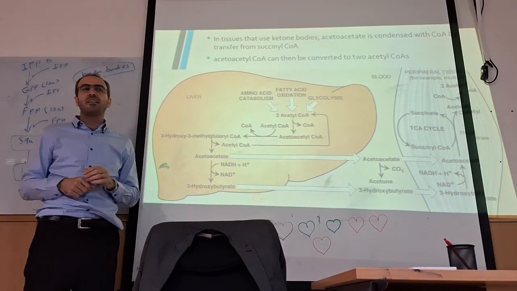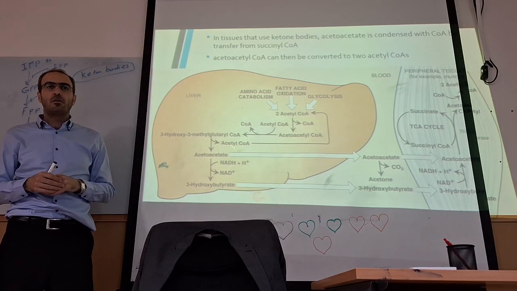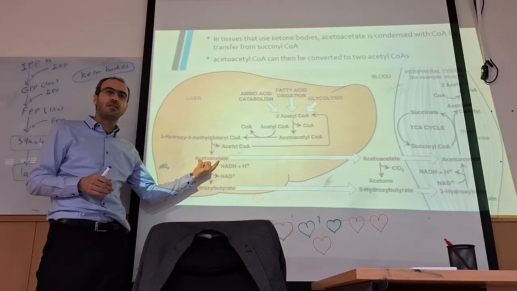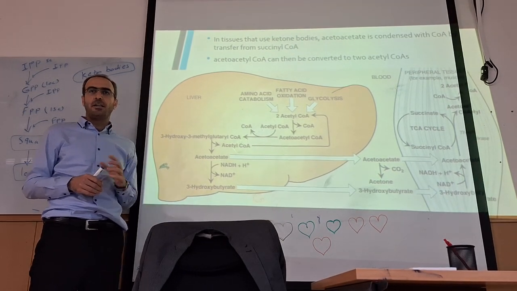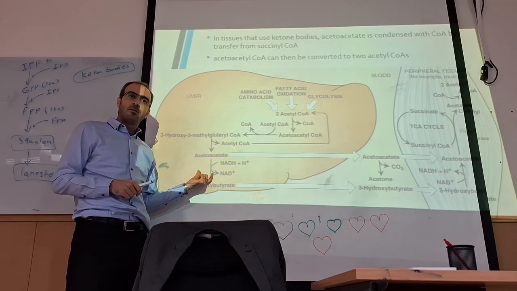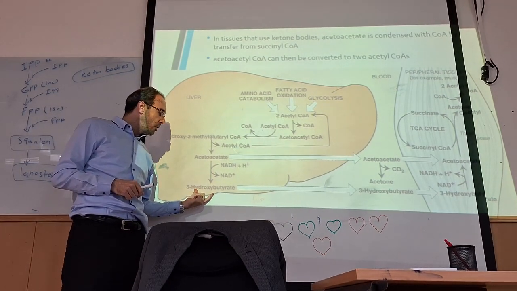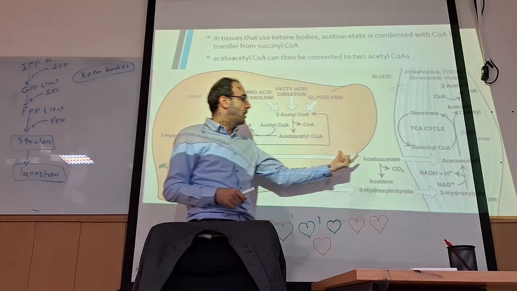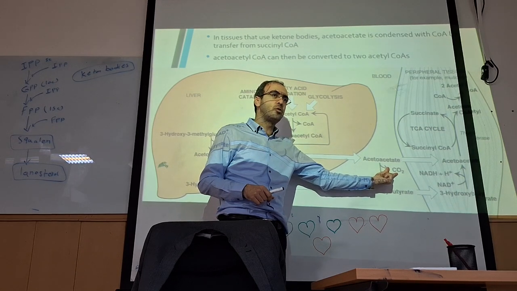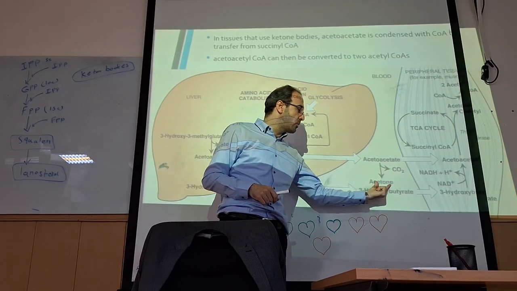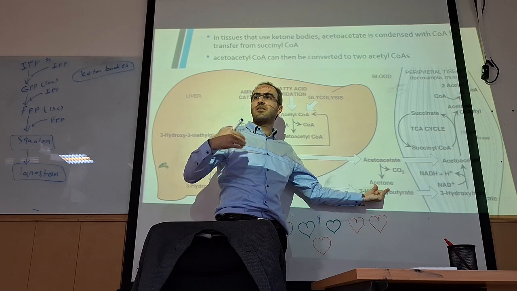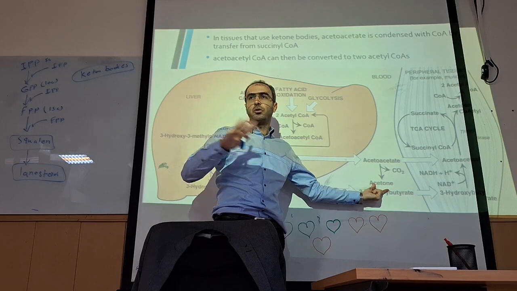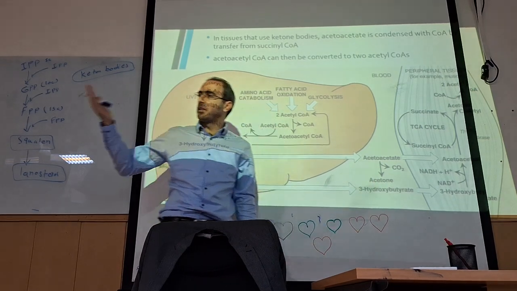HMG-CoA lyase cuts off one of the acetyl-CoA. And what is produced for us? Acetoacetate. Then acetoacetate can convert to 3-hydroxybutyrate, or can convert to acetone by losing one CO2. This acetone is excreted from our lungs by breathing. Okay? We don't use acetone at all. We just excrete it.